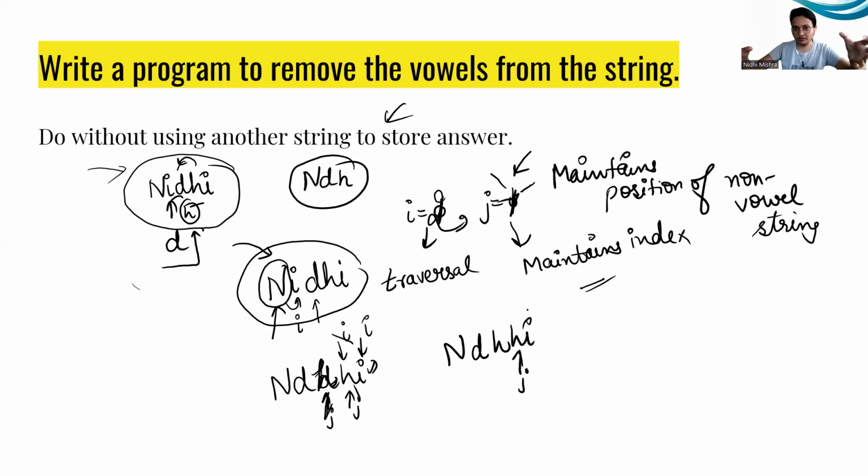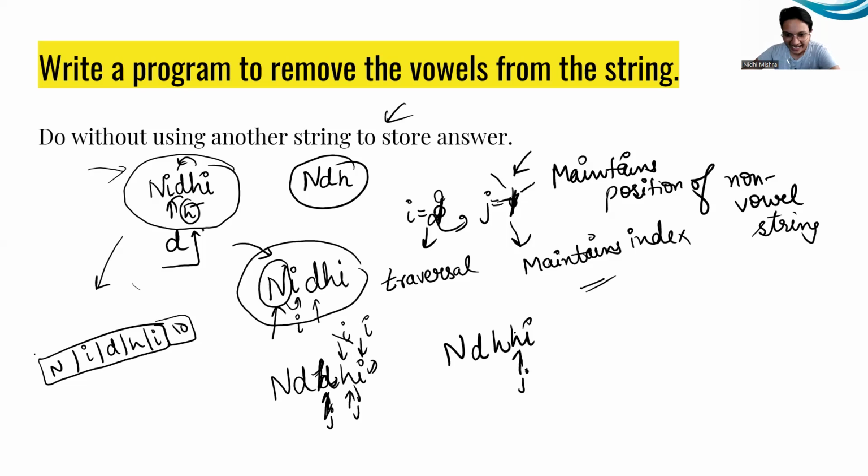j is the position of the last index of the required string. Now we know how a string is stored: like this, Nidhi is stored as characters N, I, D, H, I. So at this position I can store this, meaning I have to just print till this index. I hope you are getting an idea. Because I have to do this in place, I can't take any other string, so I have to manipulate this only.